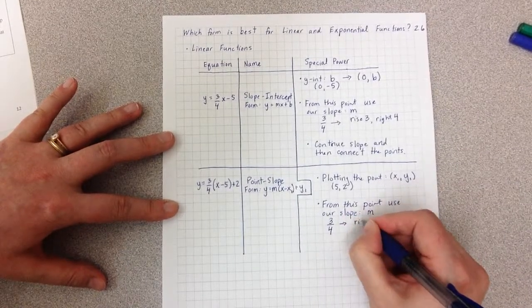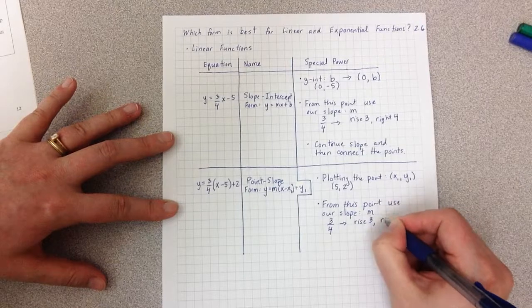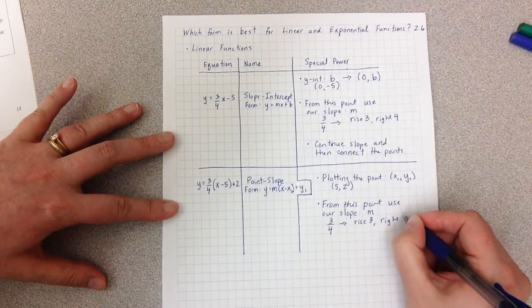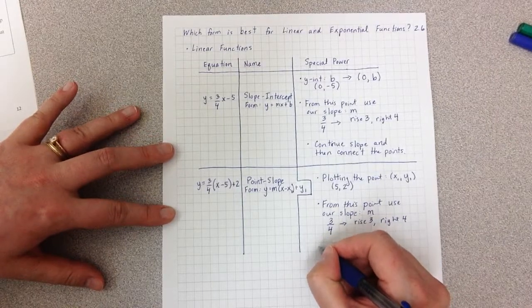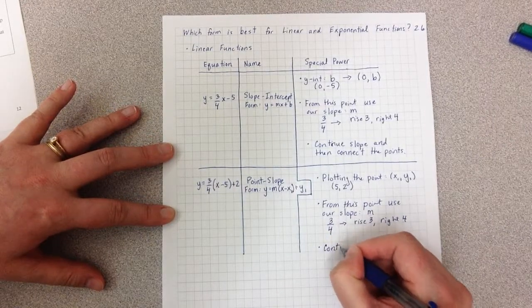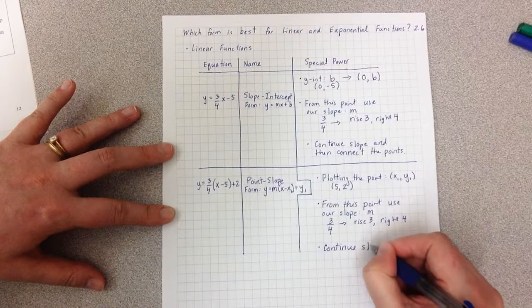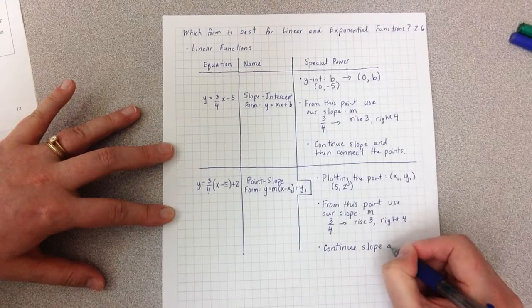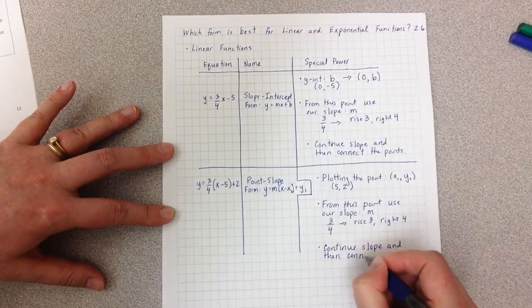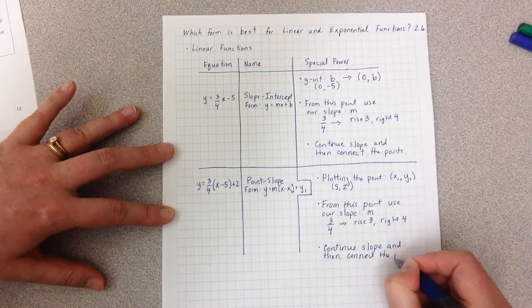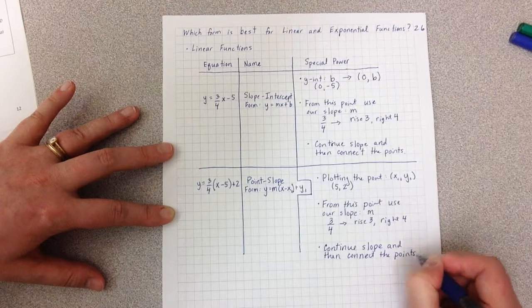So we rise 3, right or run 4. And then we continue our slope and then connect the points.